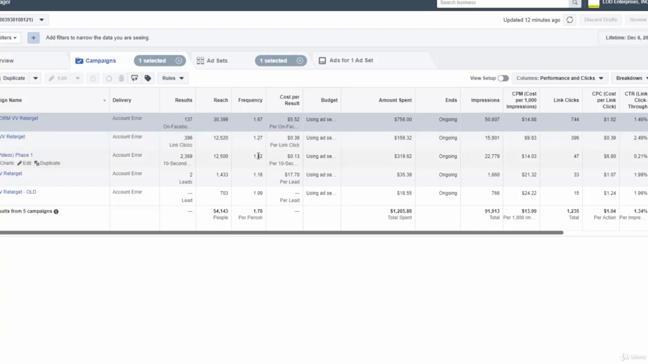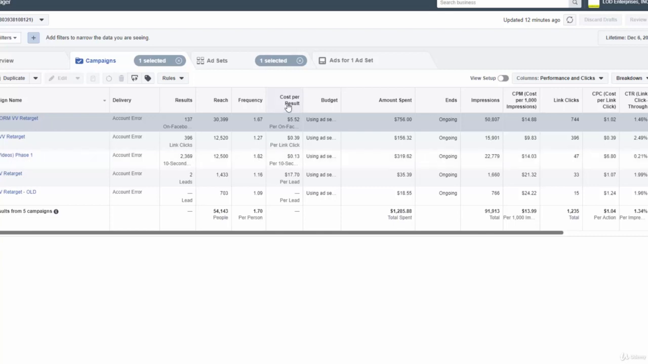And the higher frequency is typically from having smaller audiences. So that's why it's important for us to have large audiences and to have enough of an audience for us to be able to have our ad shown to a lot of different people and not have it shown multiple times to the same person, right?